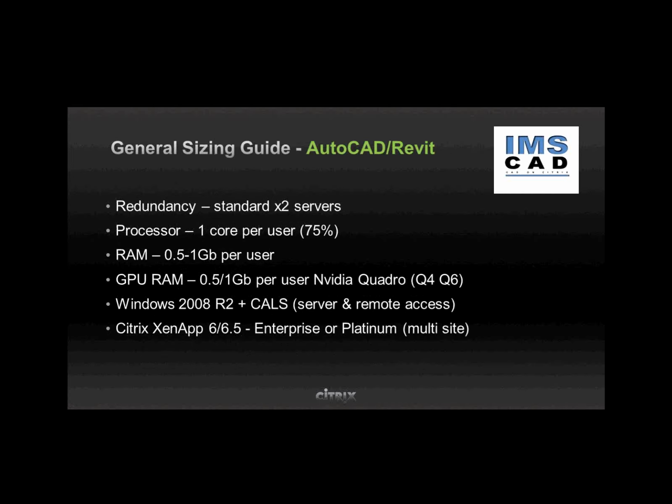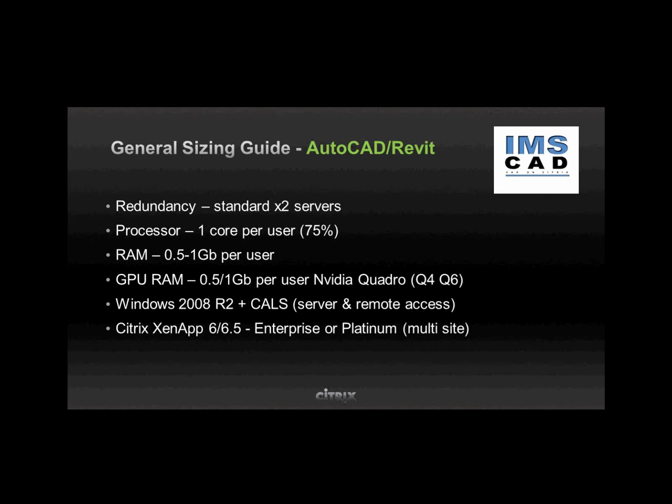So just to give you a feel of a general sizing guide for AutoCAD or Revit deployment. Obviously we would always look for redundancy in a solution. It's not for everyone, obviously, but it's recommended. As a minimum, you'd have 2 servers anyway, so if one went down, it would fail over to the next one.